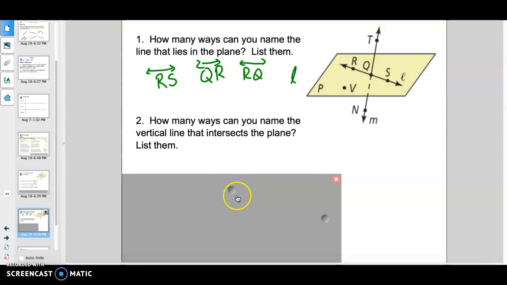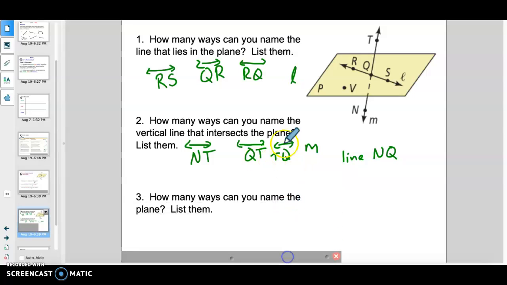How many ways can you name the vertical line that intersects the plane? That is our other line. First, I see M is written by the arrow, so you could name it M. We could name it line NT, making sure you put the little arrows above it. Line QT, TQ. If you were in a position where you can't draw the arrow, you would just write it out as line NQ. You would just write out the word and then the letters, and that would be a way you could represent it as well. There are other options, those are just a few.